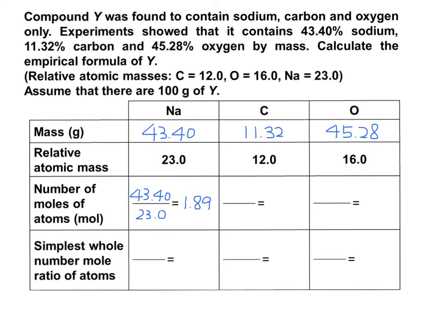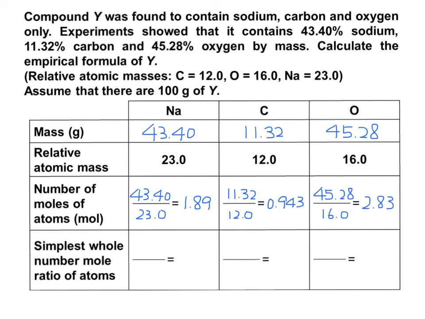For carbon, its mass 11.32 divided by its relative atomic mass 12.0 is 0.943. For oxygen, its mass 45.28 divided by its relative atomic mass 16.0 is 2.83.